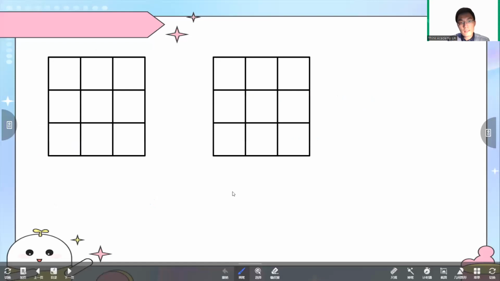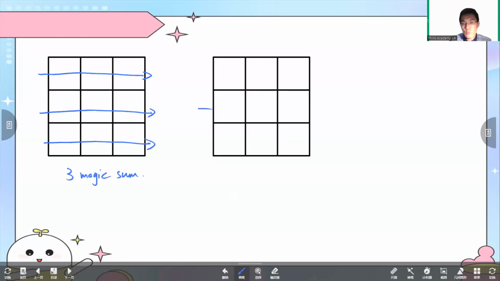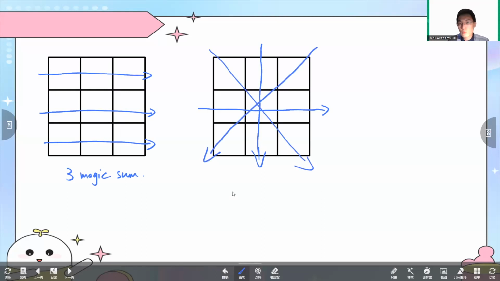Okay, so the first thing we can have a look at is that there is a relationship between the number in the center and the magic sum. What is the relationship? I won't tell you right away, but let's have a look. So say we have the magic sum of the first row, the second row, and the third row. So altogether, we have 3 magic sums now. And then on the magic square on the right, I will have different arrangements. So I will have 1 row, 1 column, and then 2 diagonals. So altogether 1, 2, 3, 4 arrows. That means we have 4 magic sums.